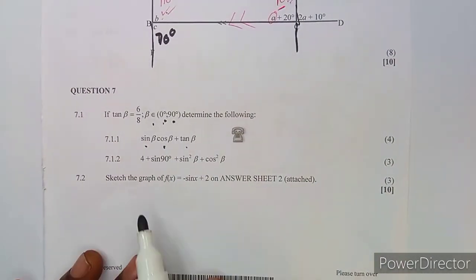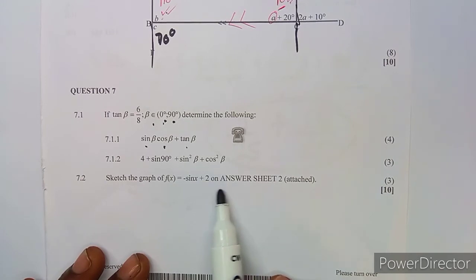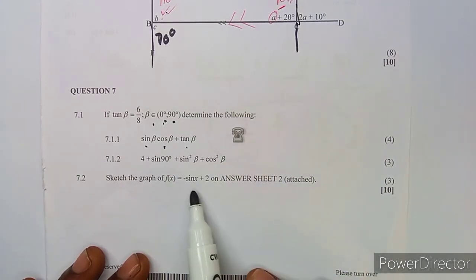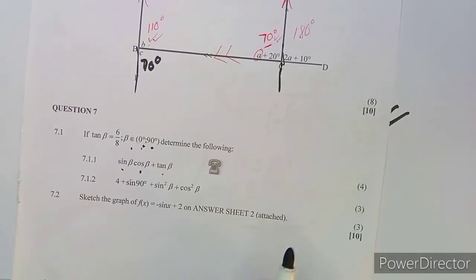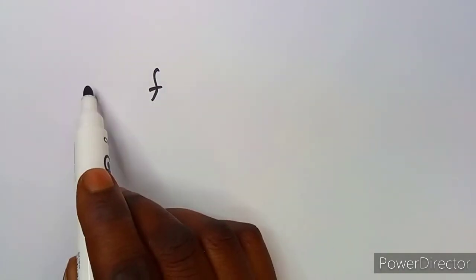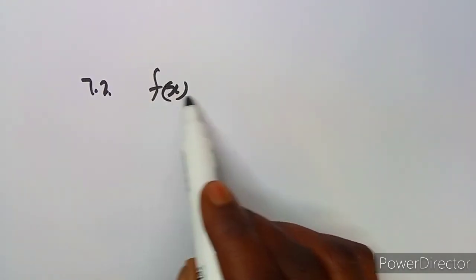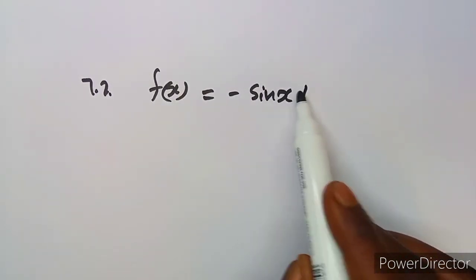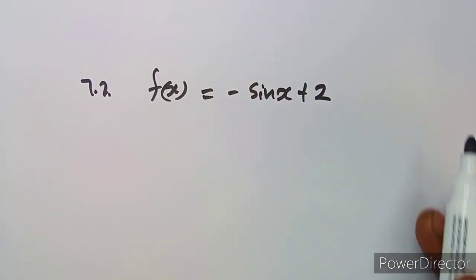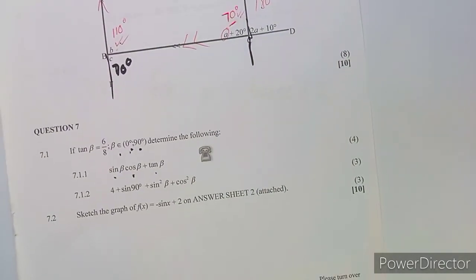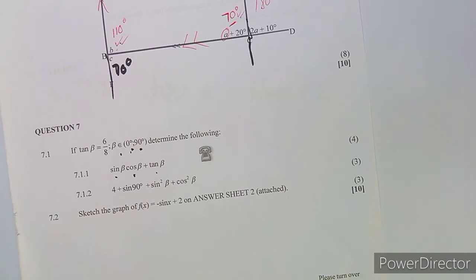All right, so let's see the other part, which was to sketch the graph of f of x on the answer sheet 2 attached. Okay, so I want to sketch the graph of y, f of x is equal to minus sine x plus 2. How can we sketch this graph, guys? F of x is equivalent to minus sine x plus 2. Okay, so for you to sketch this graph is very easy. You cross check on the table that you are given on the graph that you're supposed to draw this. Okay, let me show you the part that you're supposed to actually sketch this. This is the sketch here.